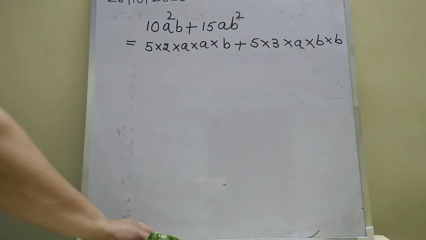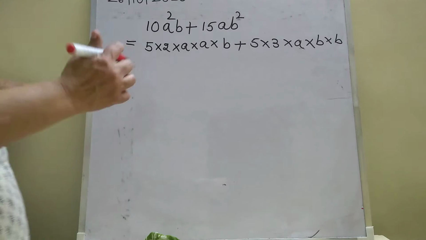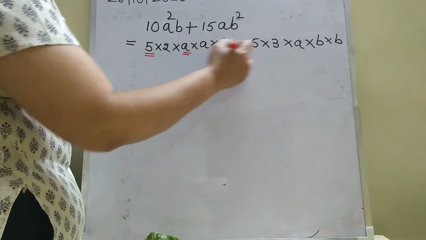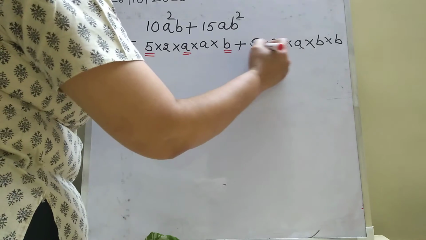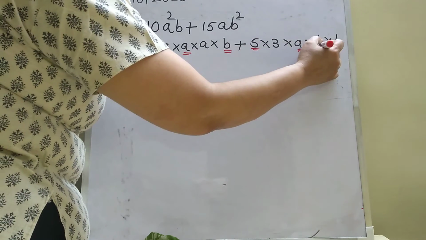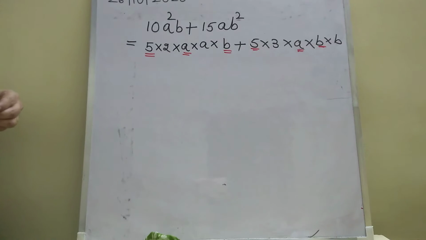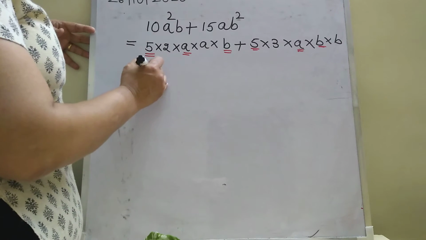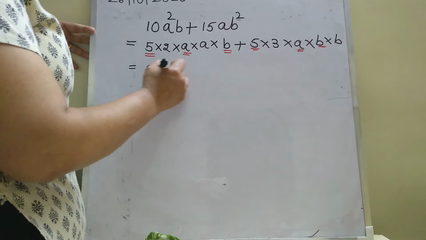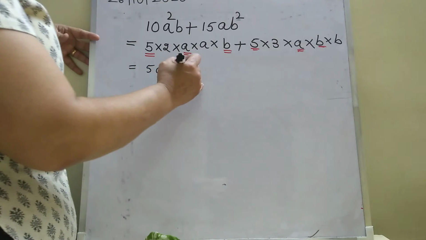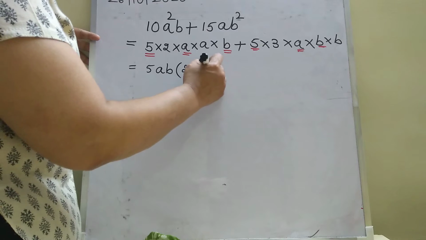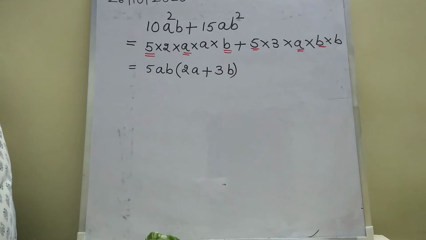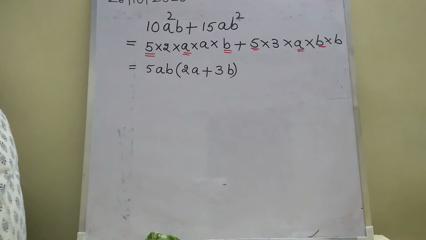Now what is going to happen? We will underline the common numbers, common terms. 5 is common, a is common, b is common. These are the common terms, correct? Now we will write these common terms outside the bracket, 5ab, and whatever is remaining will come inside the bracket, 2a plus 3b. This method we have already studied in the 7th standard to factorize the binomial.